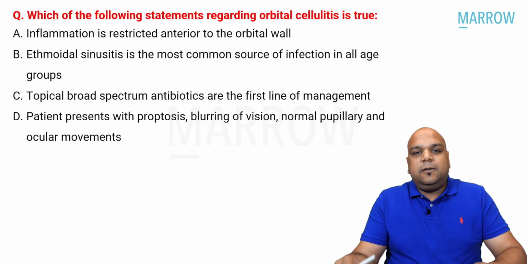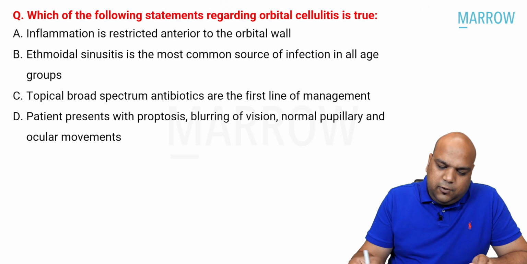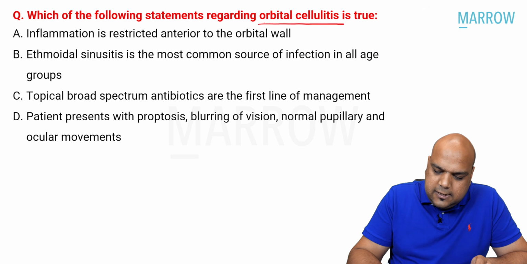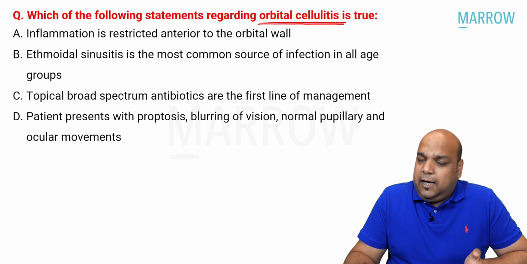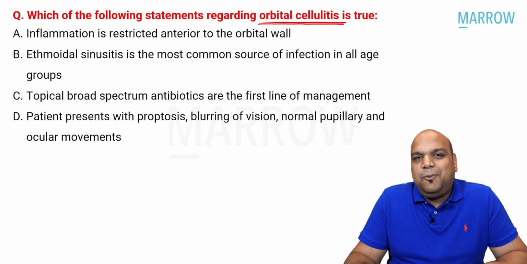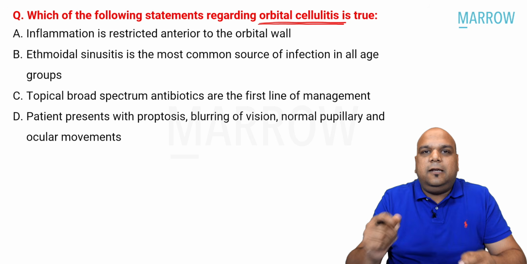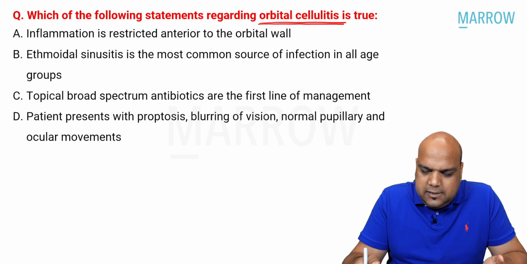To the next question, question number 4, very easy question again. Which of the following statements regarding orbital cellulitis is true? Orbital cellulitis question. Either you could have considered it in an anatomy question or an ENT question or an ophthalmology question. I think orbital cellulitis is a topic which crosses all three subjects. But I think this was a pretty easy ophthalmology question.